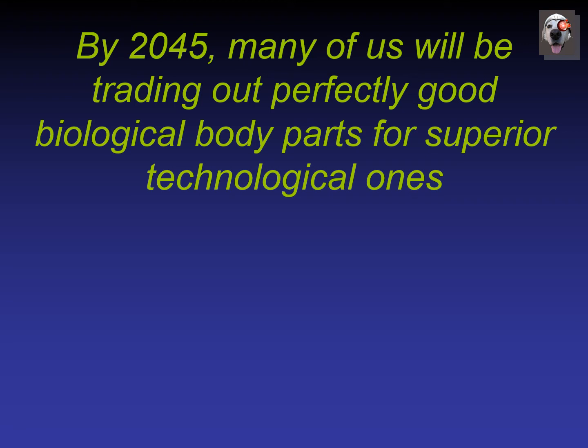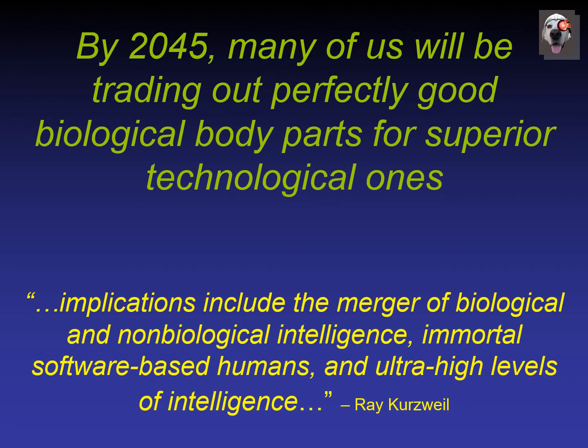By 2045, many of us will be trading out perfectly good biological body parts for superior technological ones. There are some very smart people out there who think this is what is going to happen very soon. One of those people is Ray Kurzweil. He says the implications of this include the merger of biological and non-biological intelligence, immortal software-based humans, and ultra-high levels of intelligence. So essentially what people like Ray Kurzweil are saying is that it is inevitable that we are going to integrate machinery directly into our bodies.